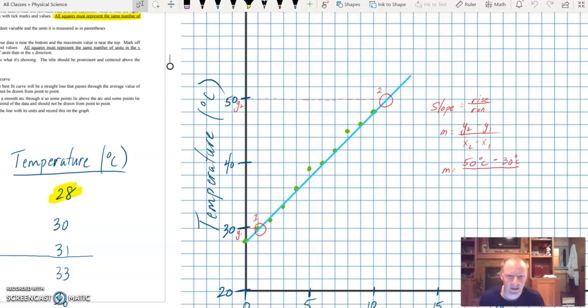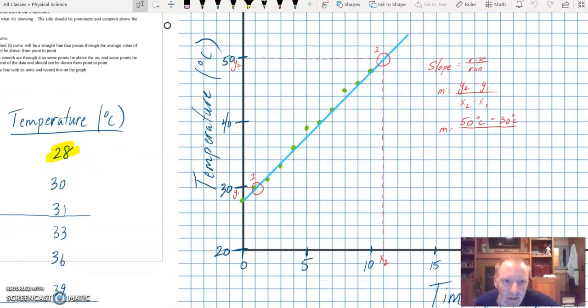For the x's, we do something similar, except we're going to go to the bottom. So x2, I take my point 2 and I find the x coordinate by going all the way down to the bottom, and that is 11. So here's x2, 11 minutes. Go up just a little to show you that. 11 minutes. So x2 is 11 minutes. And x1, going straight down, is 1 minute.